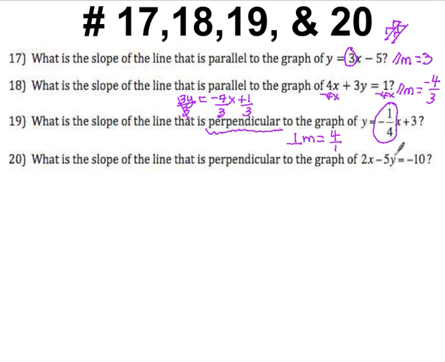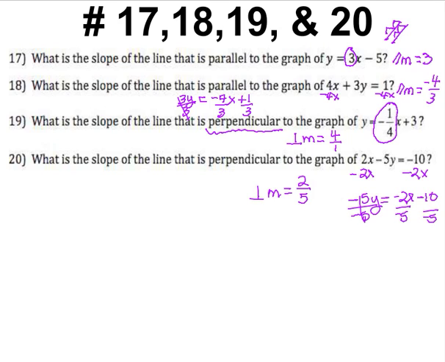20, what's the slope of the line that's perpendicular to the graph of 2x minus 5y equals negative 10? Again, this is in standard form. I don't know the slope yet. I cannot pick that 2. That is not the slope. So I'm going to subtract 2x from both sides. I get negative 5y equals negative 2x minus 10. And then I divide by negative 5. And really, I'm just looking at the slope, so I get negative 2 over negative 5, which, a negative over negative gives me a positive. So the slope here is positive 2/5.